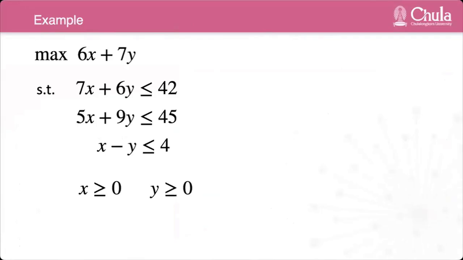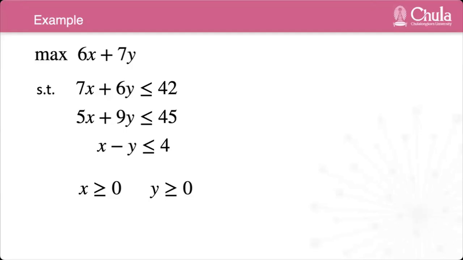We have maximize 6x plus 7y, okay? And we have the following constraints. 7x plus 6y lesser than or equal to 42. 5x plus 9y lesser than or equal to 45. x minus y lesser than or equal to 4, okay? And luckily, all x and y are non-negative.